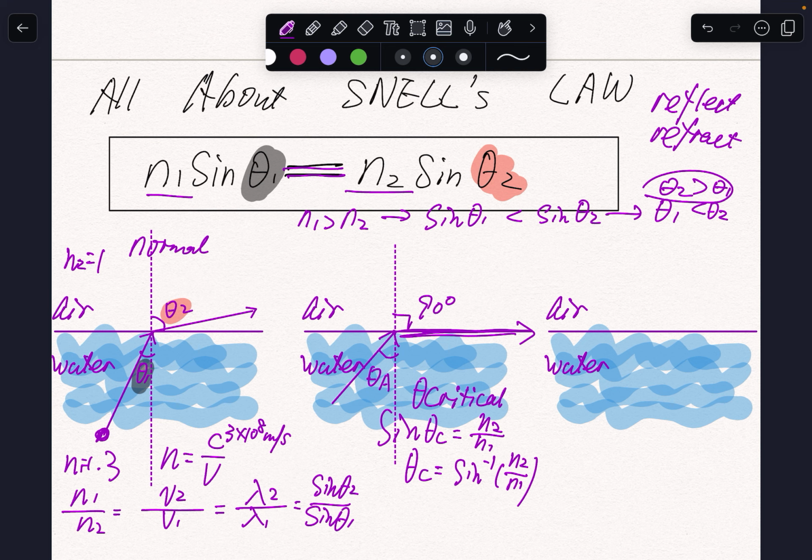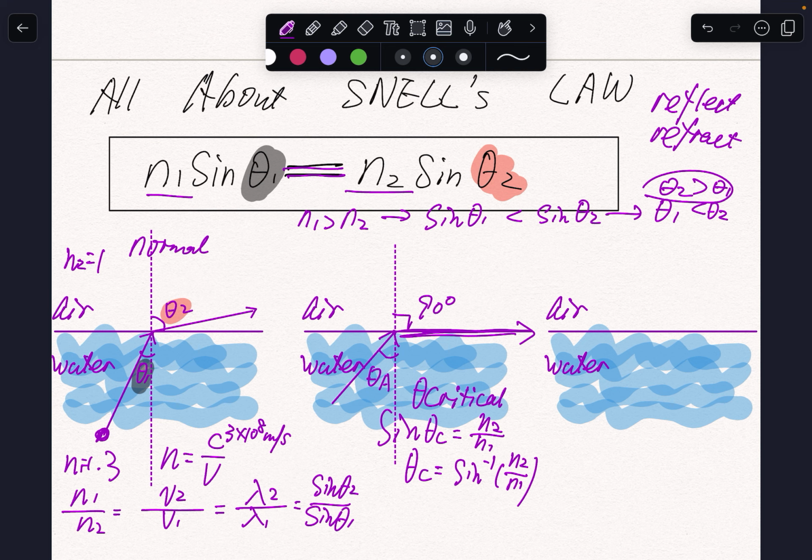Because as theta 1 changes, theta 2 has to change, since n1 and n2 are constants. They're the inherent characteristics of a certain medium. So when theta 1 changes, theta 2 changes accordingly. When theta 2 gets to 90 degrees, we call theta 1 the critical angle. All right, so these are the two scenarios when light refracts. Now let's talk about the third scenario.